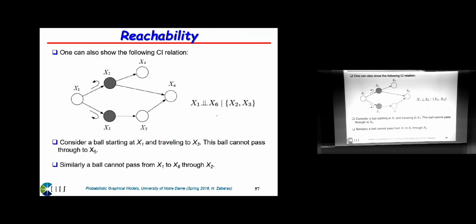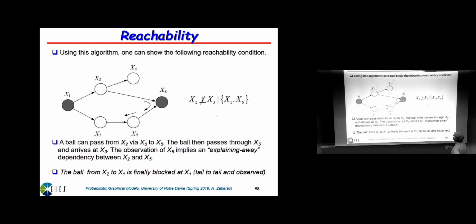So let's finish with the next one. Given x2 and x3, x1 is independent of x6, okay? So x1 is independent of x6. There are two paths. One path is this way. Is this path blocked? Yes, right? Now, is this other path blocked? Yes, done.